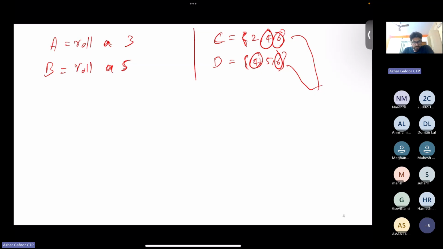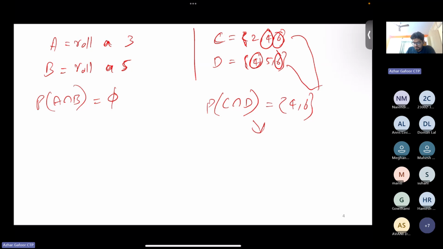Two events are mutually exclusive only if they don't have any common elements. If you take the intersection of the two events, here A intersection B gives a null set, whereas here, C intersection D, the elements will be 4 and 6. So this is not mutually exclusive, whereas this is mutually exclusive.